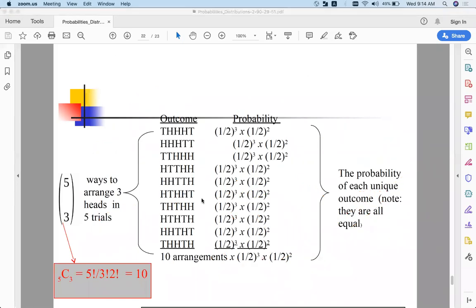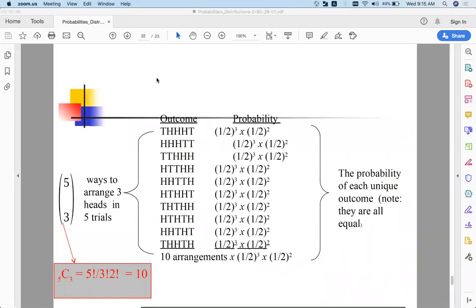You guys can see here, right? There are 10 ways of arranging heads and tails, such as head, head, head, tail, tail, and so on. I hope you guys are connecting the dots. So the probability is 10 multiplied by (1 by 2) to the power 3 multiplied by (1 by 2) to the power 2. So the answer is 10 divided by 32. Okay, is this point clear?